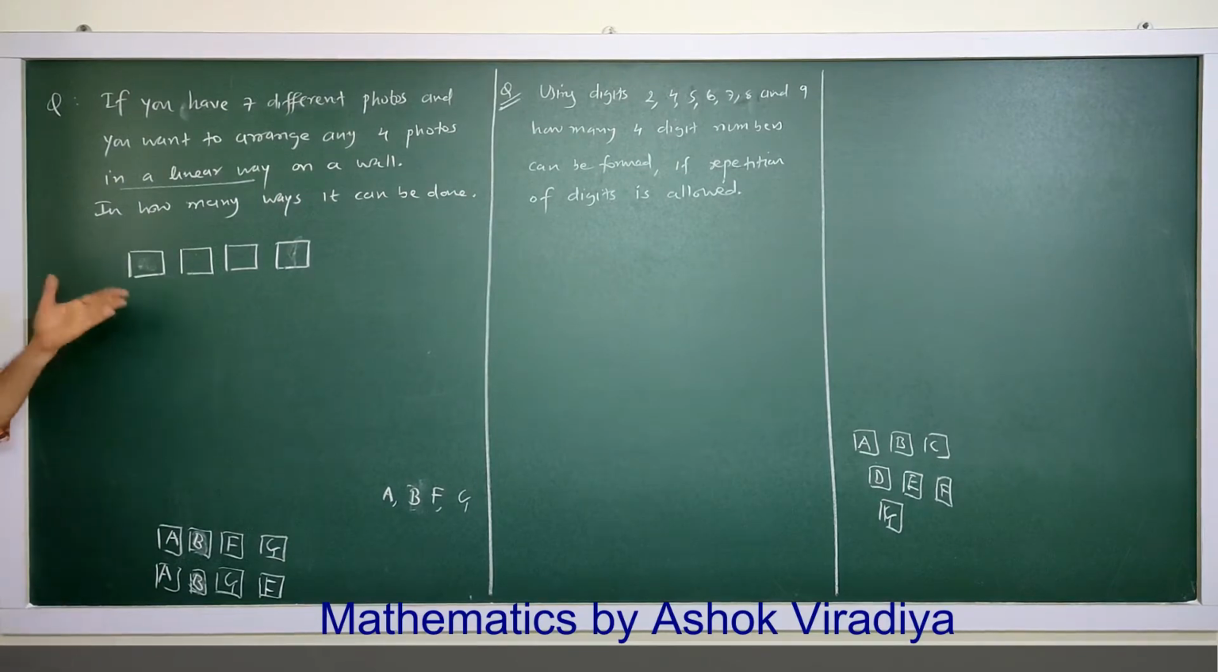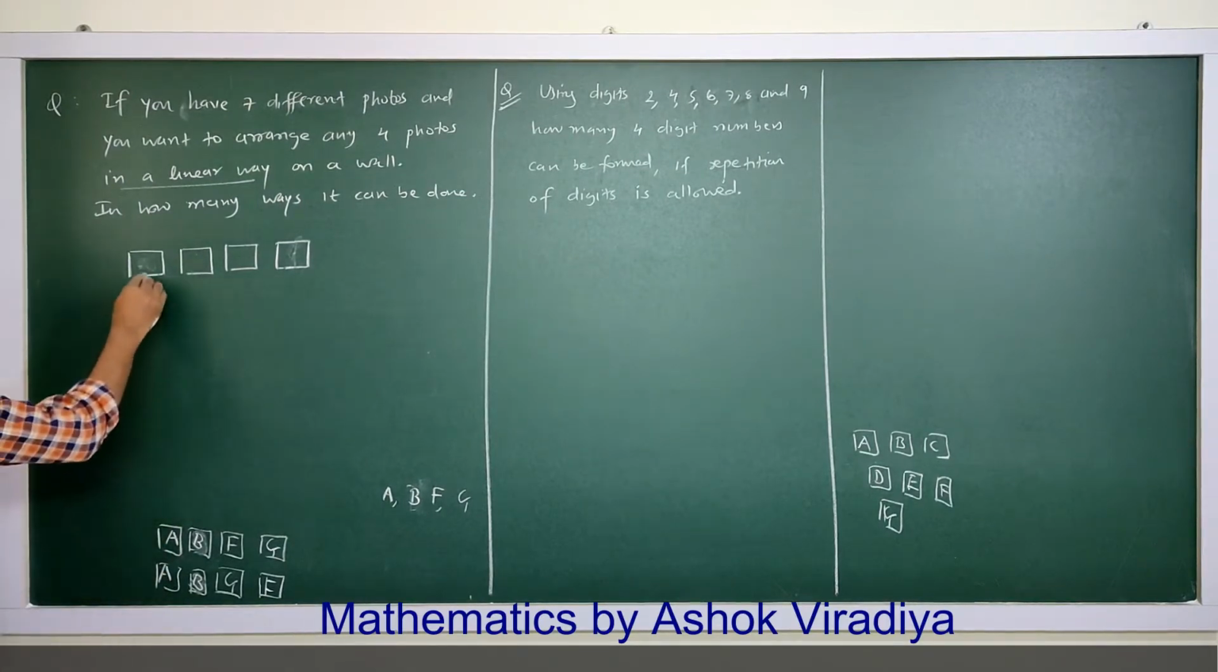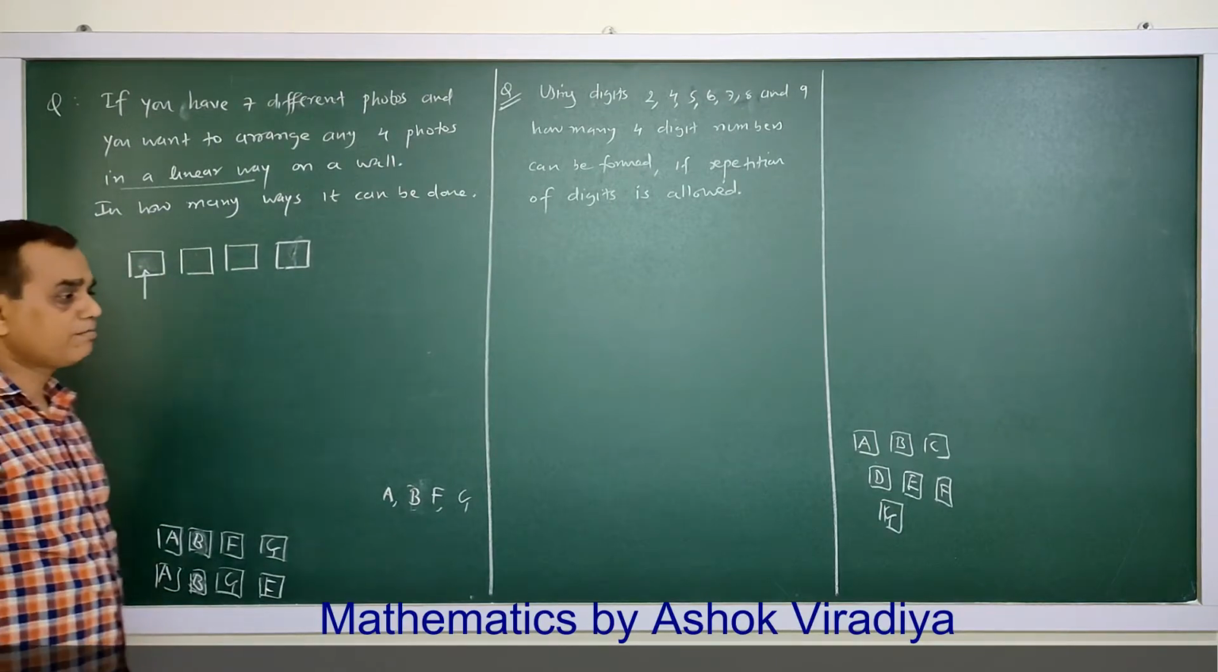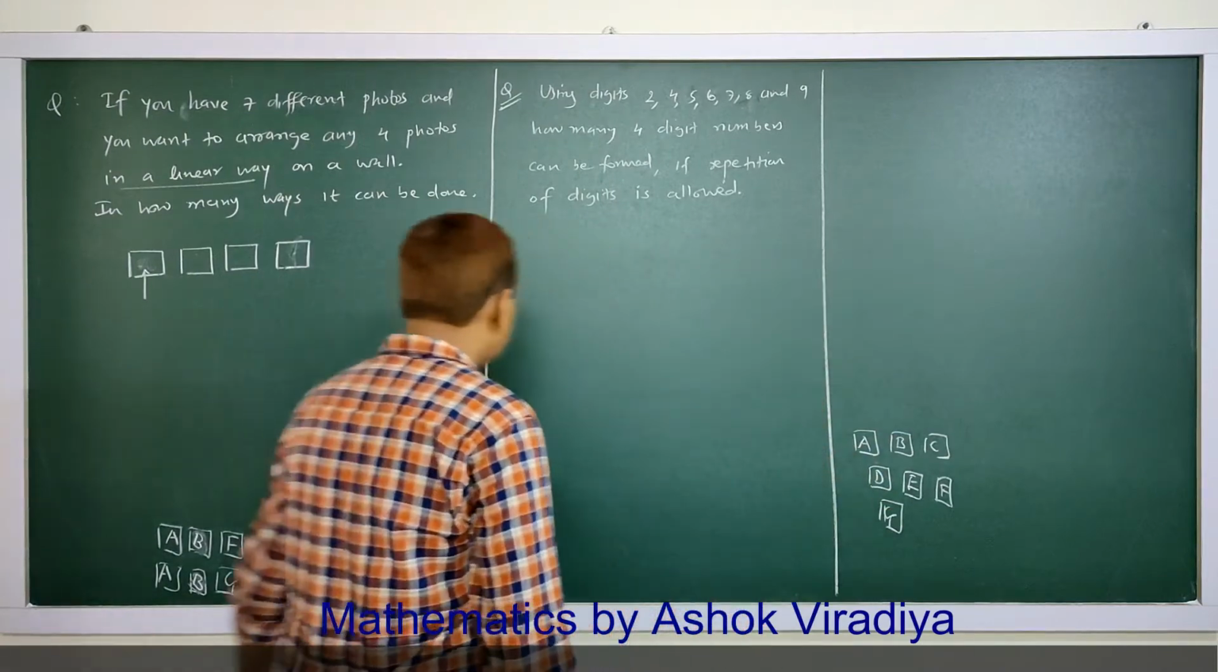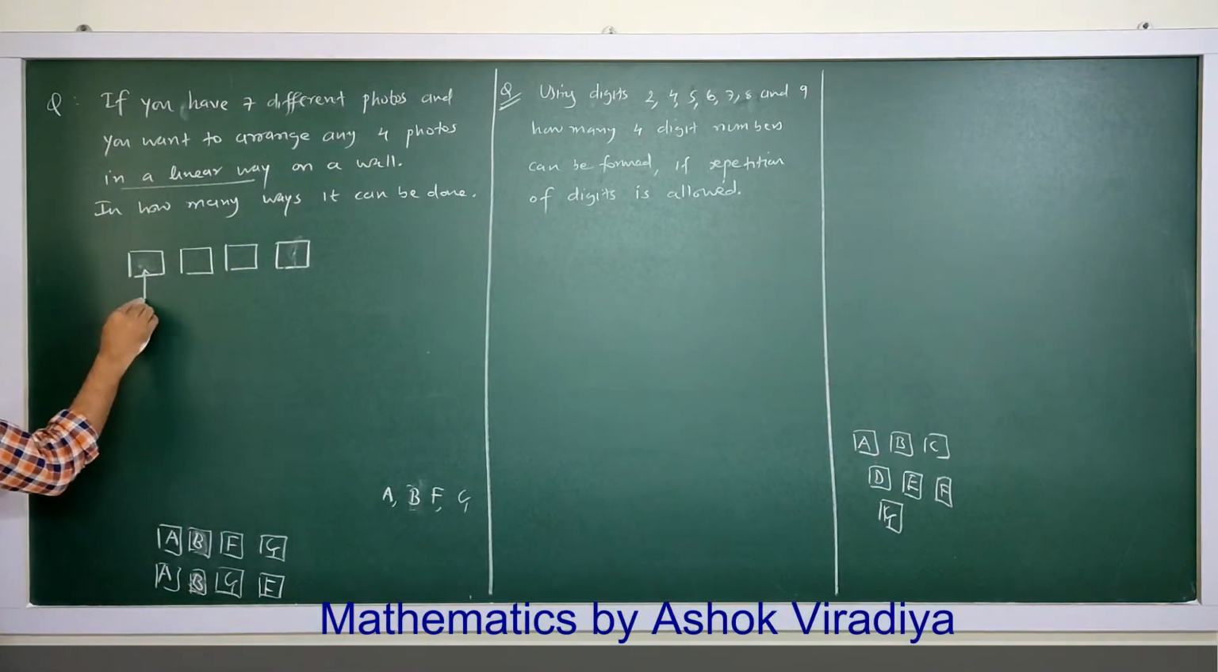So here what we perform as a procedure, say first place. The first place can be filled by choosing any one from these 7. So the first place can be filled in 7 ways.